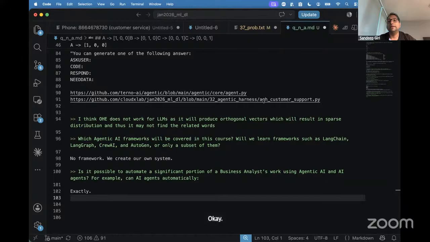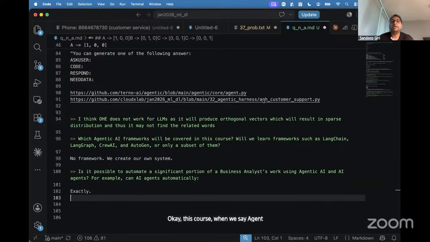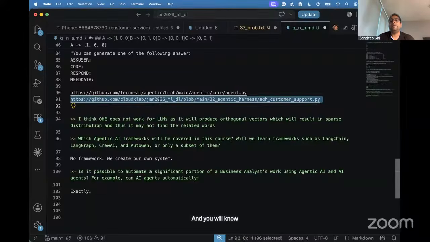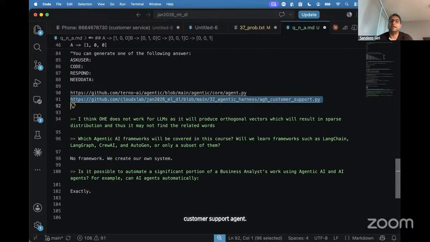And again, here I'm not going to teach you to use Claude or something. I'm going to teach you how to build Claude kind of a thing. In this Agentic AI course, everybody, like the previous batch, is building their analytical customer support agent for a credit card company or bank and so on. So they're building their own agent.